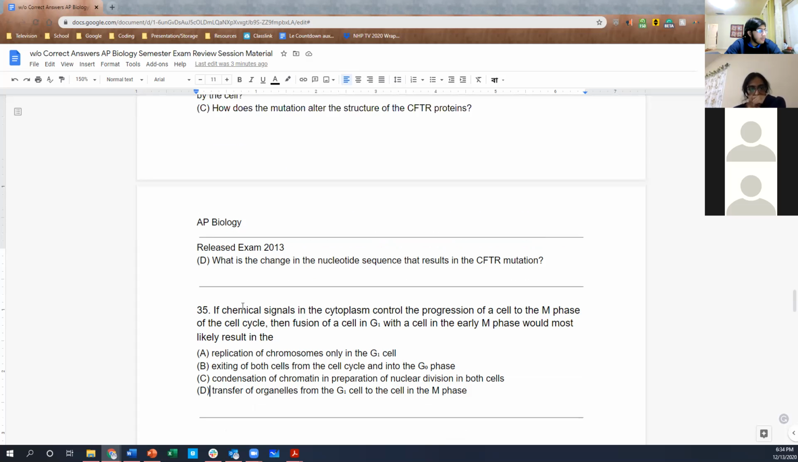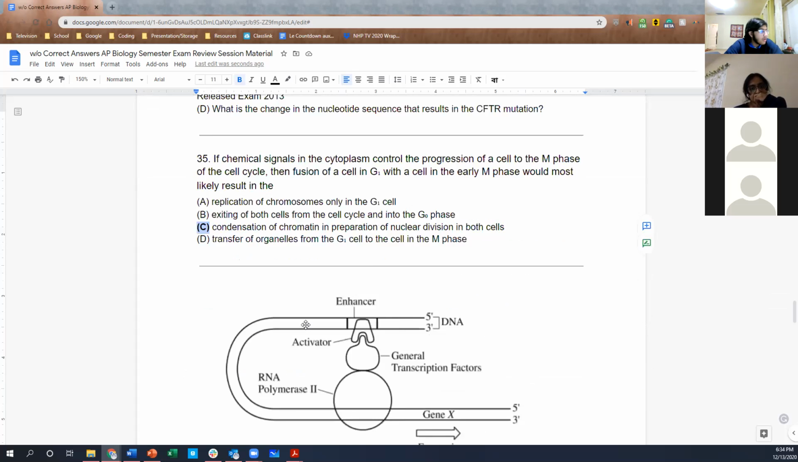Okay, and then we have transfer of organelles from the G1 cell to the cell in M phase. It wouldn't make sense. Why would the G1 cell transfer its organelles? I think it's C. Oh, C? Yeah, that's what I think. We're dealing with prophase. I think what this question is testing is whether you know what happens in prophase, and when prophase happens. And the correct answer is C. Okay, we're good. All right.